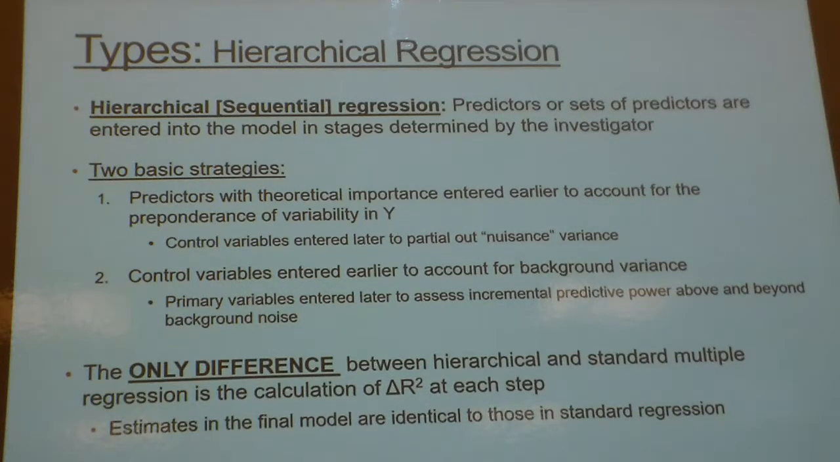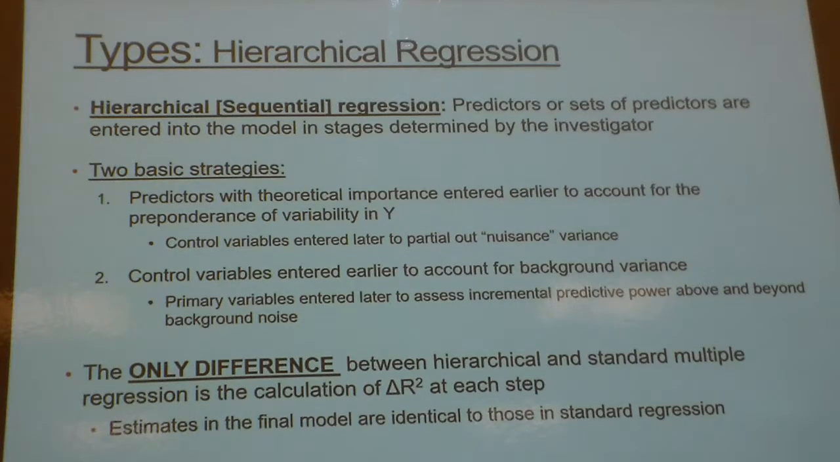Now the only difference between these models is the change in our R squared at each step, okay? So think about, in this case, we've got x1, 2, and 3 that we enter in the first step, because these are the things that we think are important. Then in the second step, we add in a couple of control variables or nuisance variables or covariates, whatever we want to call them, and see if those individual predictors are still statistically significant.